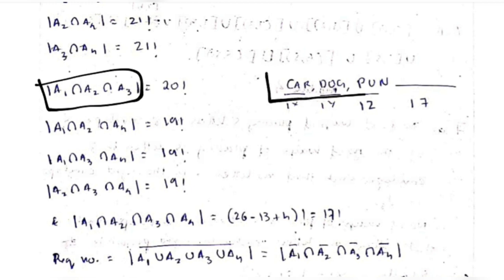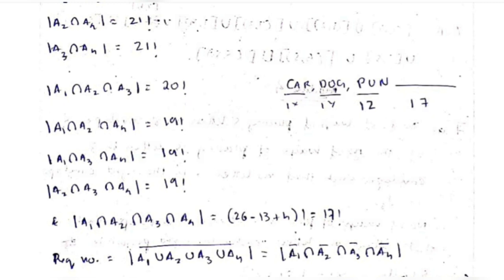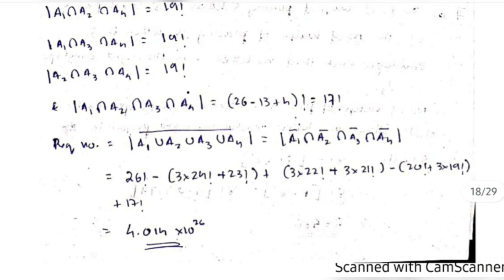Like car, dog and pun together, so it will be 17, the same thing as the previous one, 17 plus 3 which is 20, so we will have 20 factorial. Similarly for other combinations also, and then we have the 4 letters together. In that we will get the total number of ways as 17 factorial.